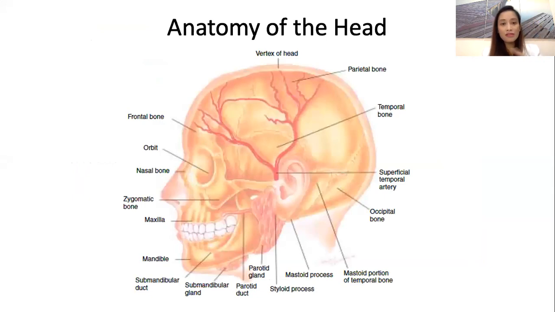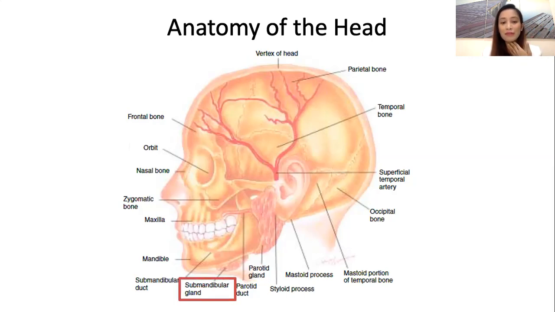The regions of the head are named after the bones underneath that area. For example, if it's overlying the frontal bone, it's called the frontal area, and so on. The landmarks that you will see in the head would be the parotid gland, in front of your ears. Usually if it's swollen, like for example in mumps parotitis, or you have a tumor in the parotid gland, it will be palpable in this area.